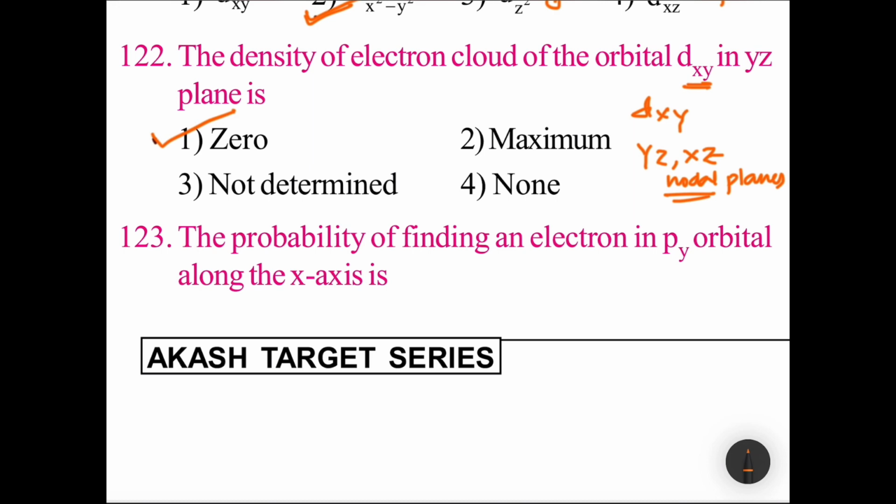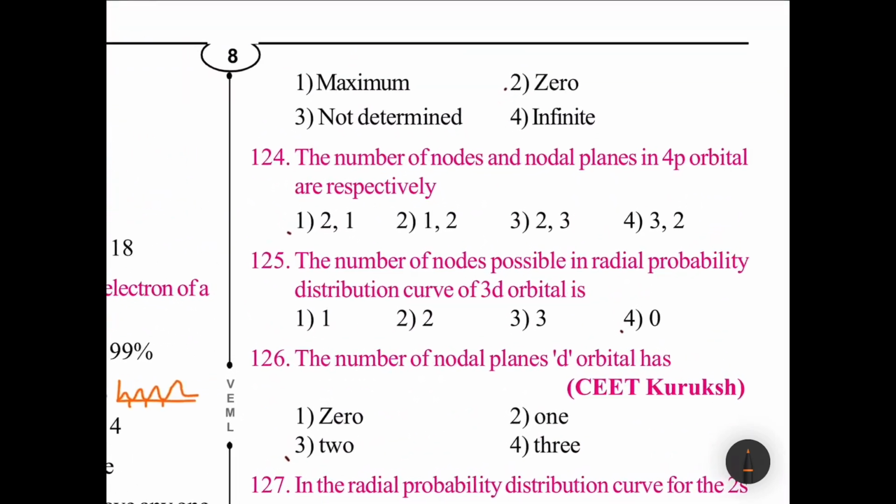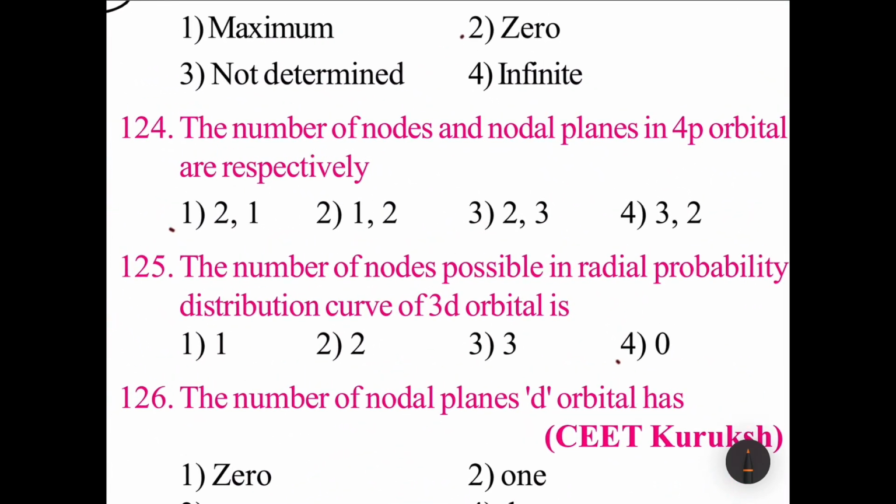The probability of finding an electron in py orbital along the x-axis. Obviously, see, py orbital means if this is the y-axis, this is the x-axis, the orbital is present here, and along the x-axis it must be 0.